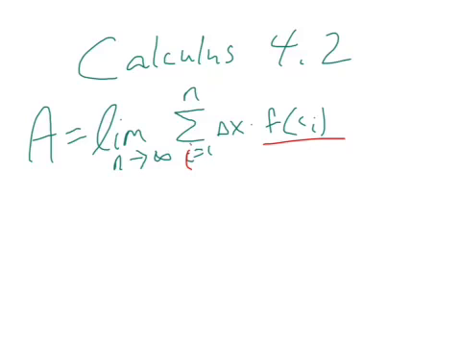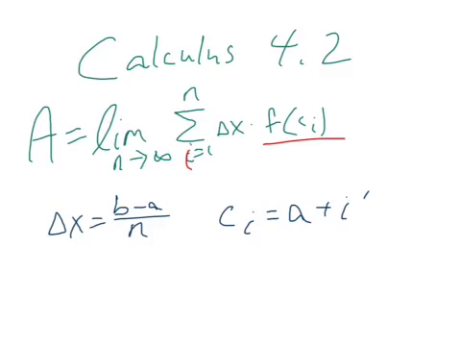Okay. And what do all those things stand for? Well, delta x, as we've heard before, is the width of each rectangle, which can be represented by b minus a, the distance between the upper and lower bound, divided by n, the number of rectangles. And c sub i, we're going to do this assuming right endpoints. If you think about this, it does make a little bit of sense. It'll be a plus i delta x. These formulas will be given to you.